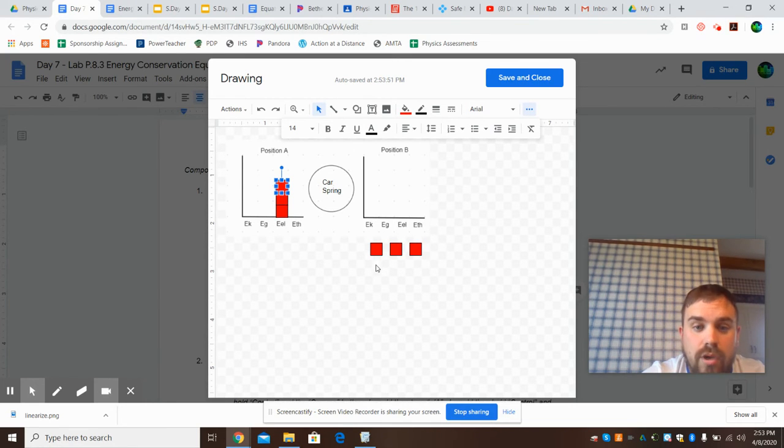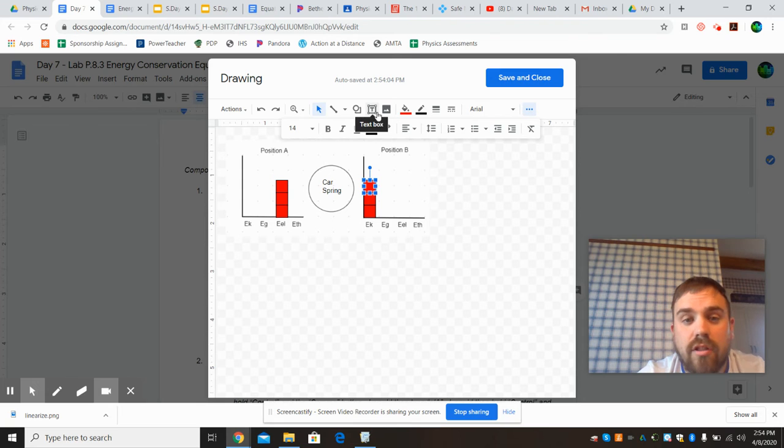And so then that spring energy becomes kinetic. There's no gravitational because the height is not changing. There's no elastic because the spring is no longer compressed when it's moving. And the thermal energy is non-existent because it's a frictionless track.